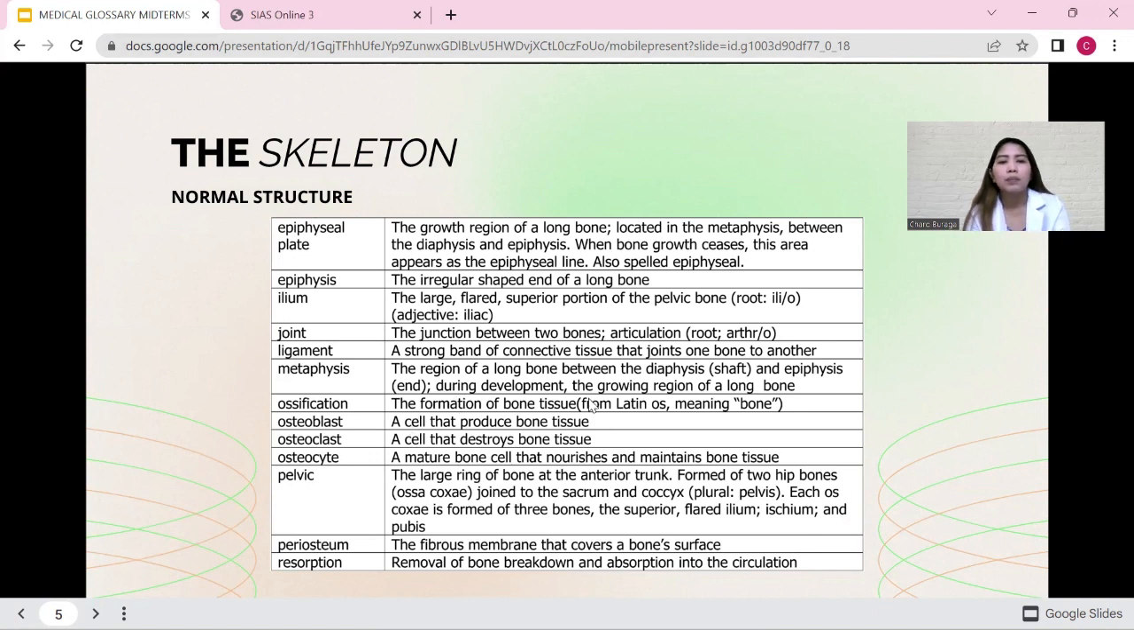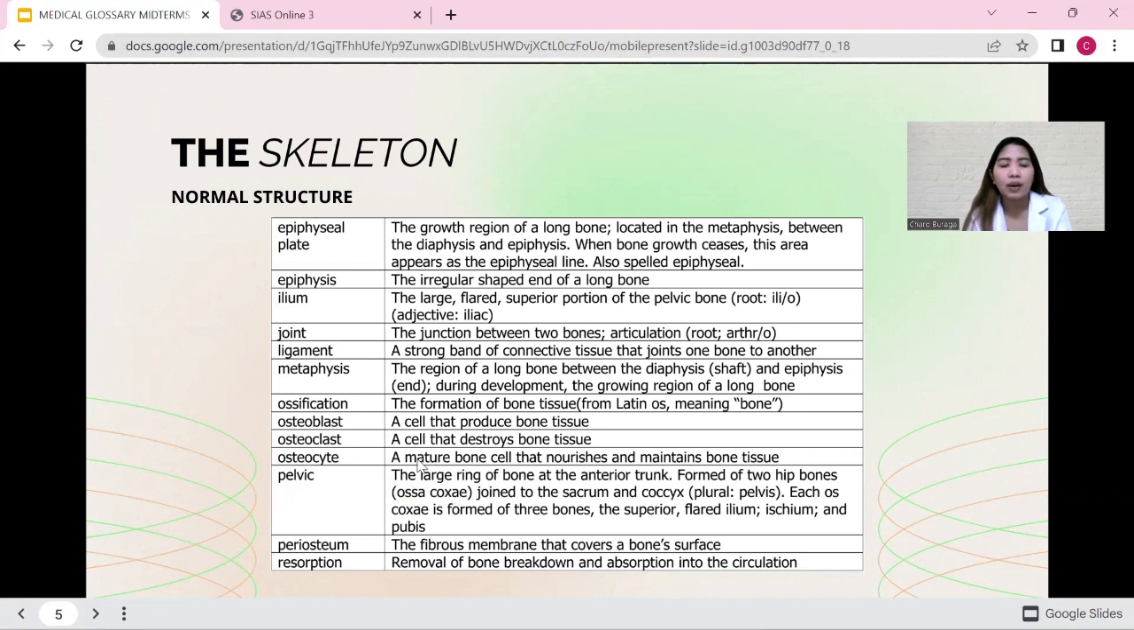Osteoblast, cell that produces bone tissue. While the osteoclast, it is a cell that destroys the bone tissue. So, pag sinabi mong clast, it is bad kasi dinidestroy niya. But when you say blast, pinoproduce. The osteocyte, this is the cyte, meaning cell of the bone, okay? A mature bone cell that nourishes and maintains bone tissues.